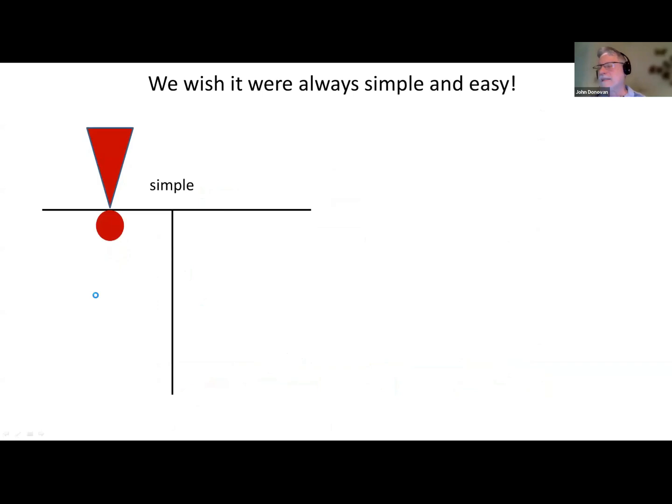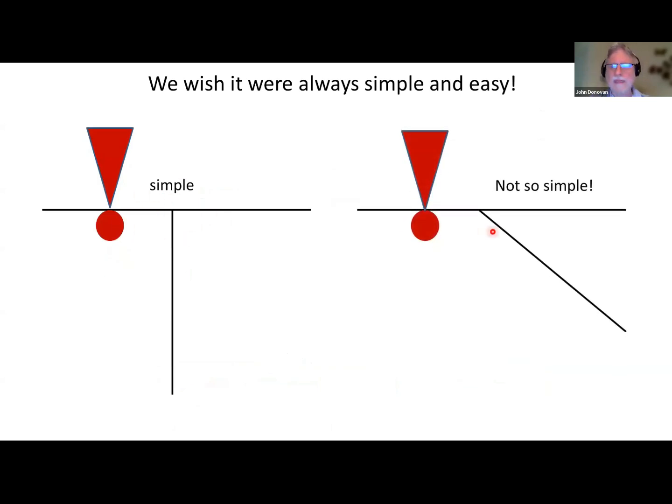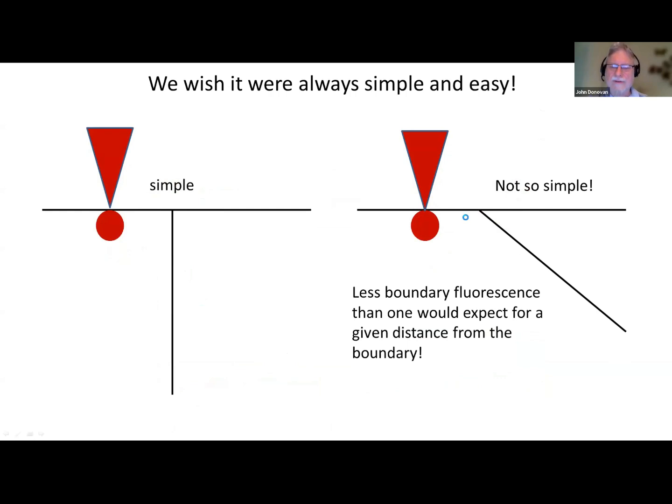However, it's not that simple. We'd like to have it be this geometry, but sometimes it's going to be this geometry, or maybe a different geometry. In this case, we're actually going to get less secondary fluorescence than you'd expect from a given distance from the boundary, because it's not a vertical boundary. So we have less of the boundary material and more of the beam incident material. So that's a problem. And how would we even measure this angle in our sample?